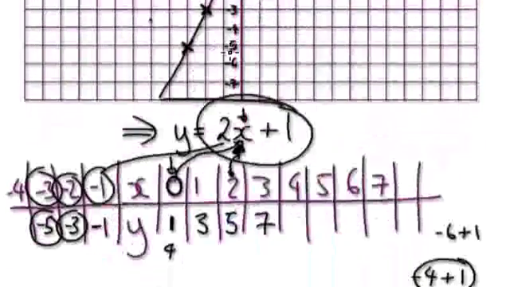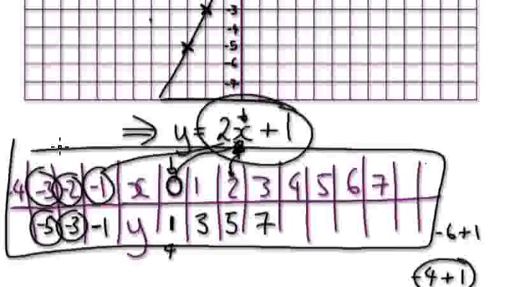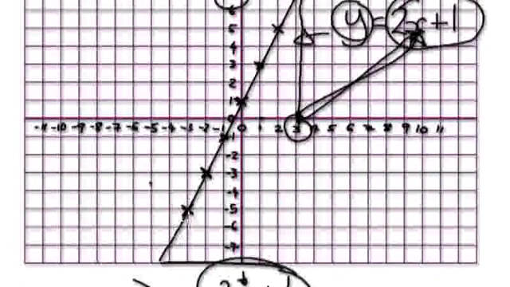Okay, so just to draw the line, create a table for yourself like this, and then once you've got a table, then you can start plotting points on here, and then join up all the points.